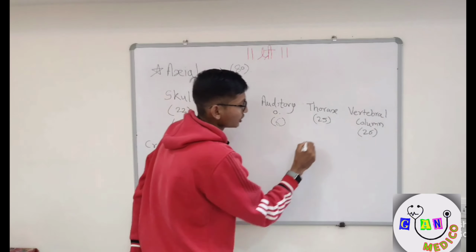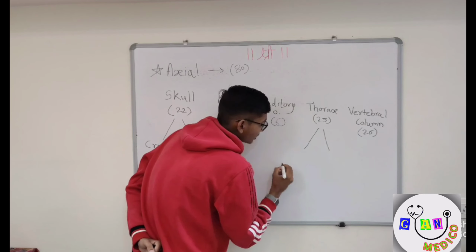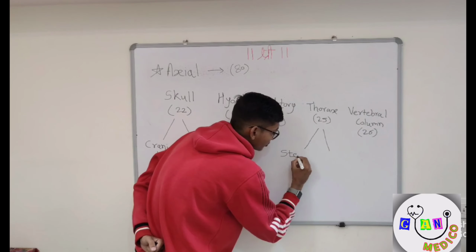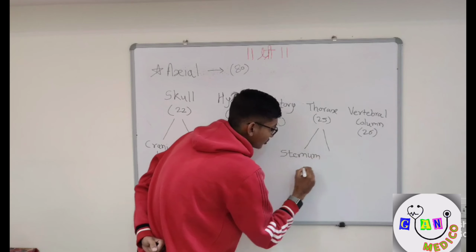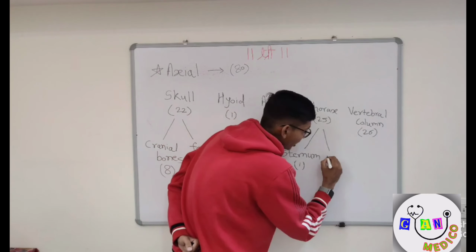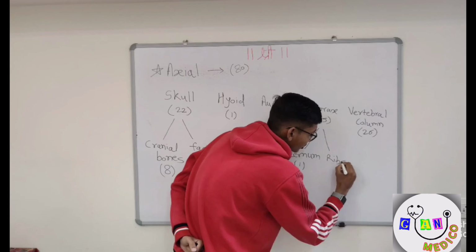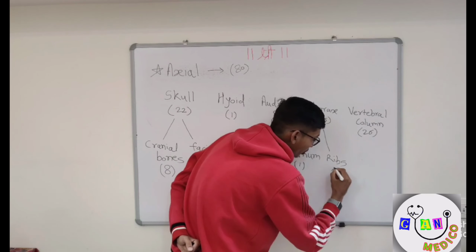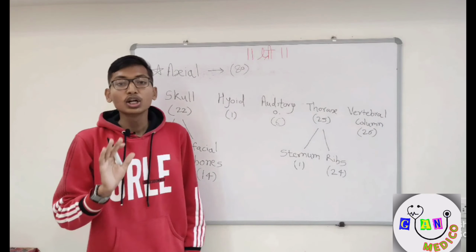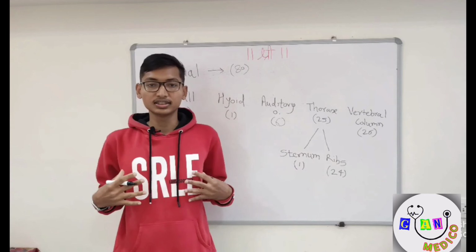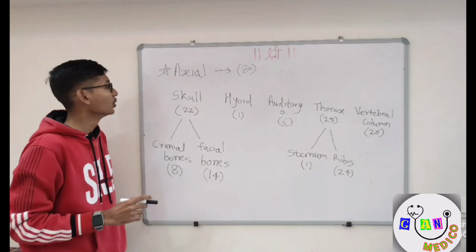Now same for thorax. Thorax contains sternum, 1 in number, and the ribs, 24 ribs, means 12 pairs, 12 on each side, 12 plus 12, 24.